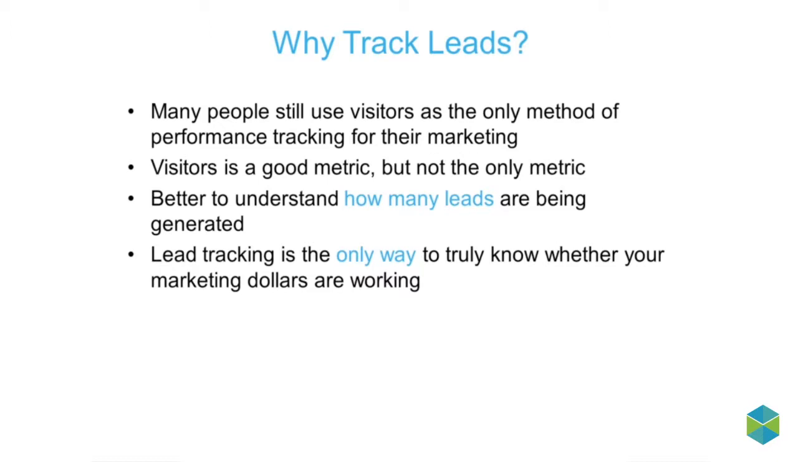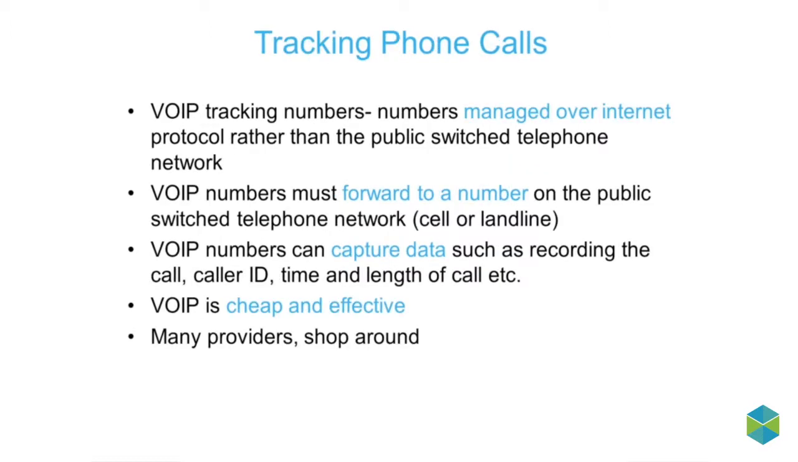Tracking phone calls. Like I mentioned, VoIP tracking numbers, which is the Voice over Internet Protocol. These numbers are managed over the internet instead of the public switched telephone network, which would be cell phones or landlines, any phone number you get from a carrier. VoIP numbers must forward to a number on the public switched telephone network. So those have to forward to a number managed by a carrier.